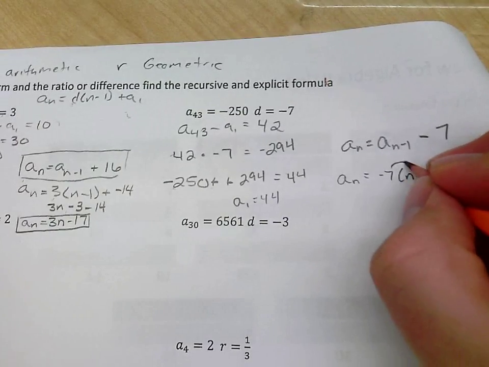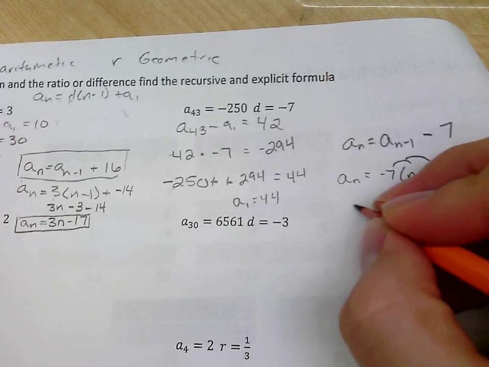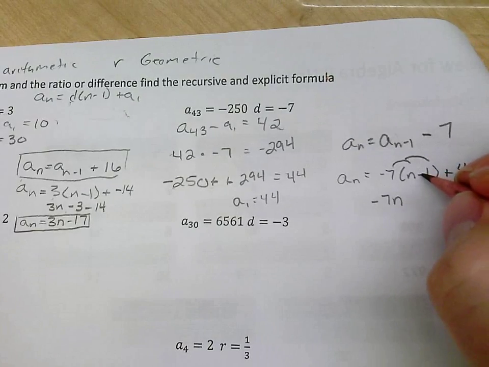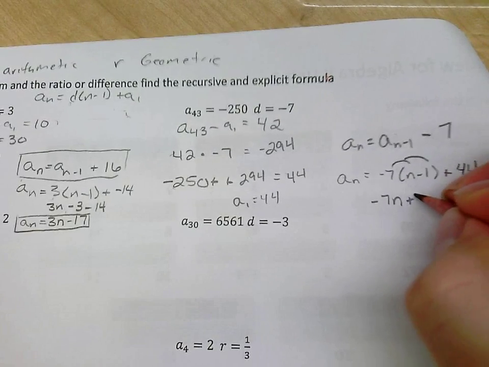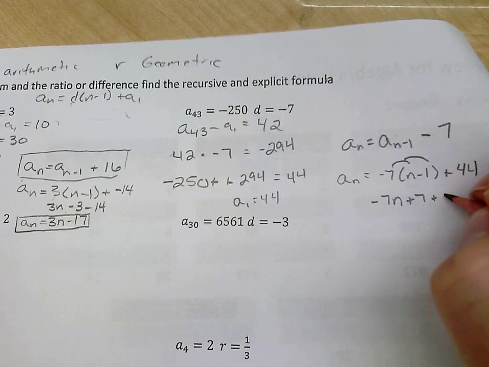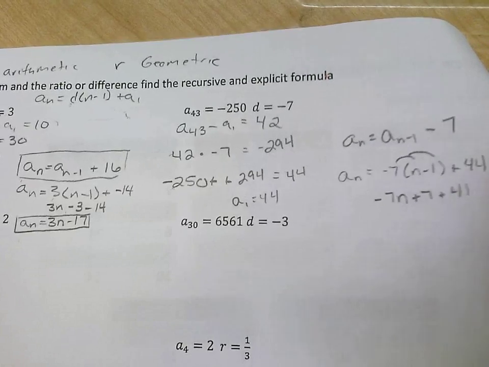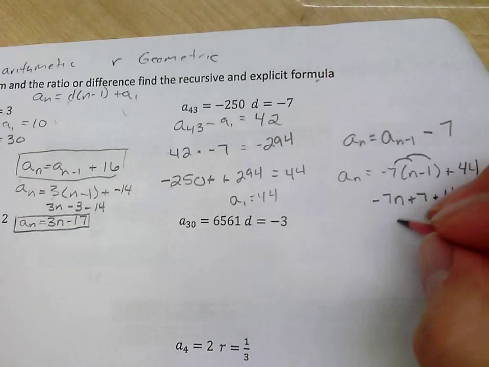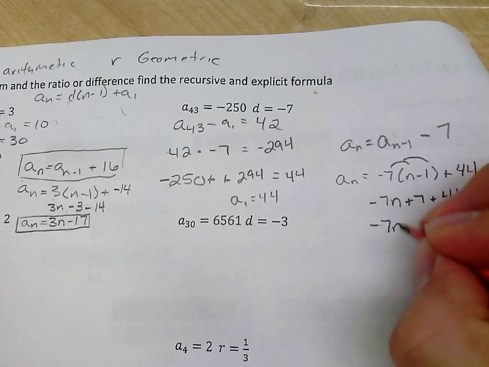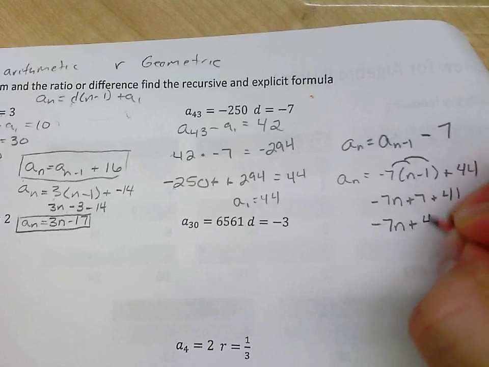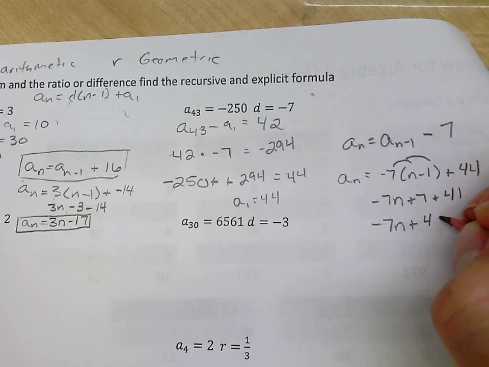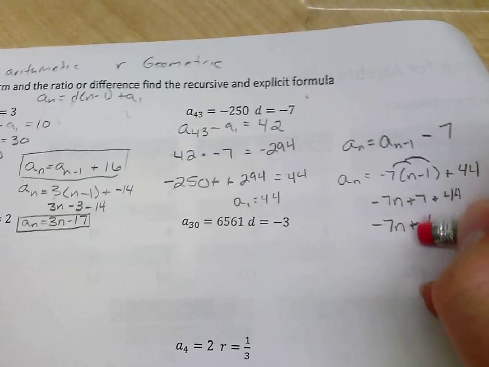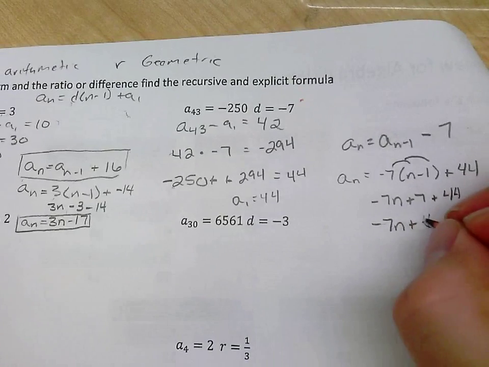So when I distribute this negative 7, I get negative 7n. And because I have a negative 1 here times a negative 7, it becomes a positive 7. Plus 41. Okay? So positive 7 plus 41, since it's like terms, is negative 7n plus 48. Oh, sorry, this is 44. That's where I was messing up. Okay. Plus 51.